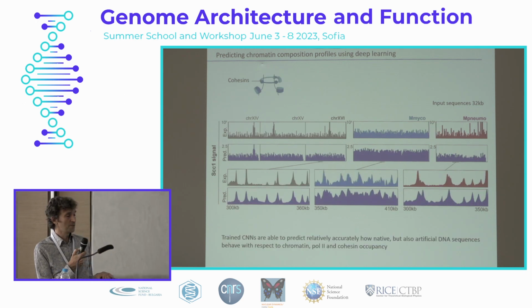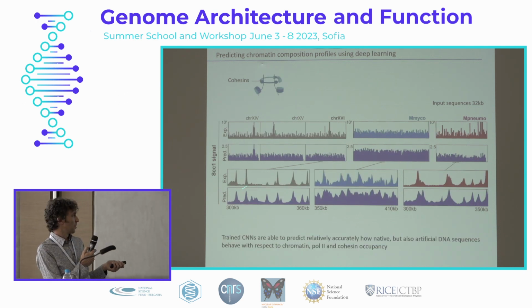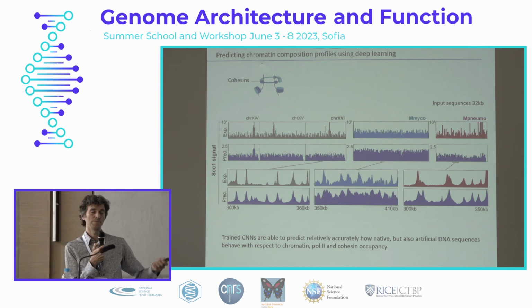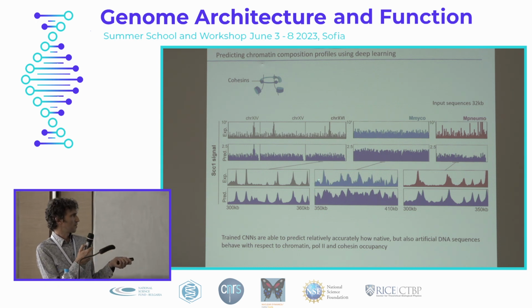And finally, for cohesin, it works also pretty well. A neural network trained on a cohesin deposition profile is able to predict pretty accurately the deposition profile of other pieces of DNA in yeast.